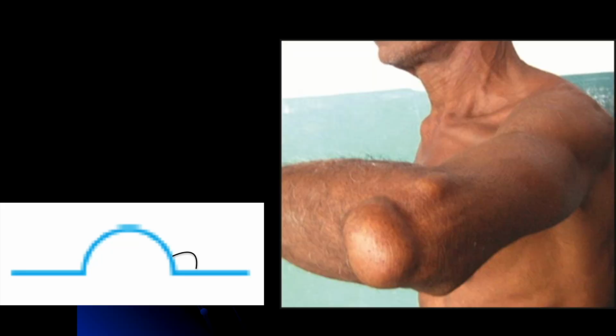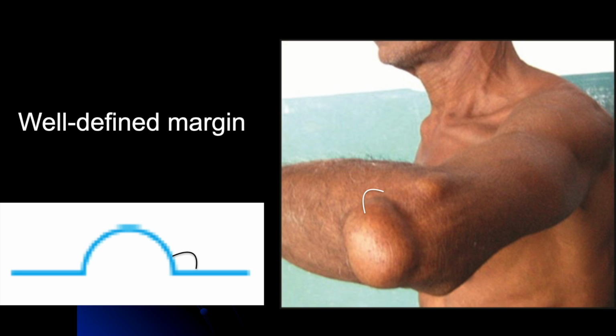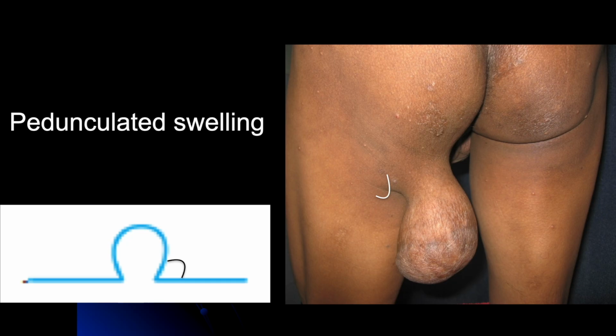When it forms a right angle, the margin appears well defined. Have a look at this swelling. Note the angle between it and the surrounding skin. So this is a well-defined margin. Cysts and tumors situated in superficial tissue planes like skin, for example, usually have a well-defined margin. When it forms an acute angle, the swelling is said to be pedunculated. In a pedunculated swelling, there is no need to mention the extent and the margin of the swelling. This was a pedunculated lipoma.